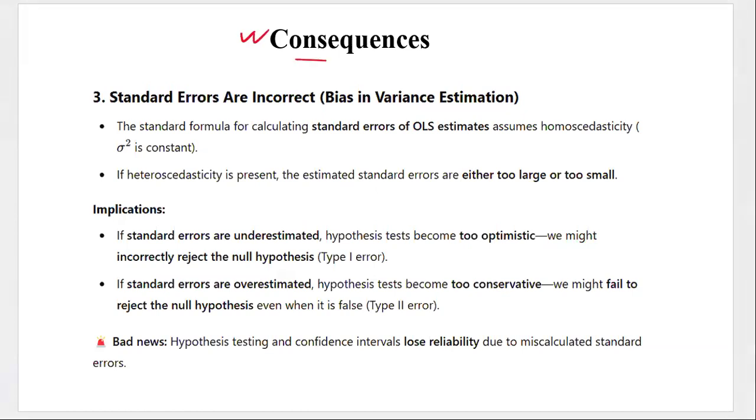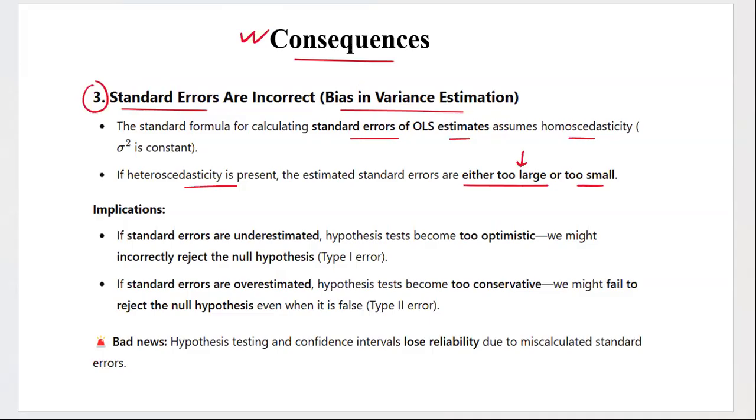This consequence is one of the basic consequences and is very intuitive: standard errors are incorrect. Standard errors are just the square root of variance. We have just proved that variance will be inflated, so standard errors also will be inflated, and it cannot give you the correct standard errors. So that is the third consequence: bias in the variance estimation. The standard formula for calculating standard errors in OLS assumes homoscedasticity. If heteroscedasticity is present, this will be either too large or too small. In general, we see that the standard errors are too large.